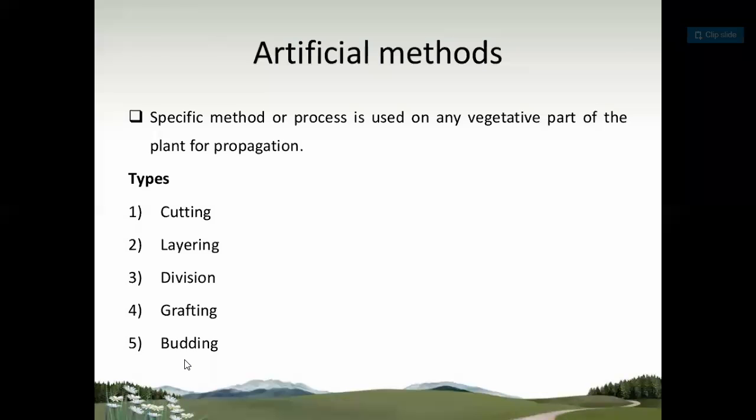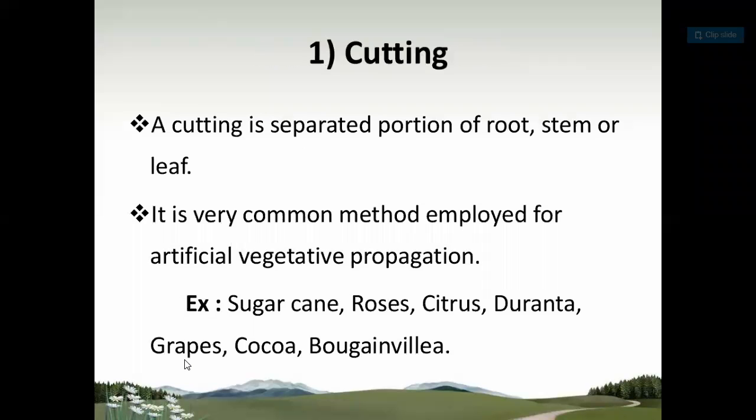And budding. So let us discuss the different types in the artificial method that we are going to have. The first one, we will discuss the first technique, that is called cutting. A cutting is a separated portion of root, stem, or leaf, right?